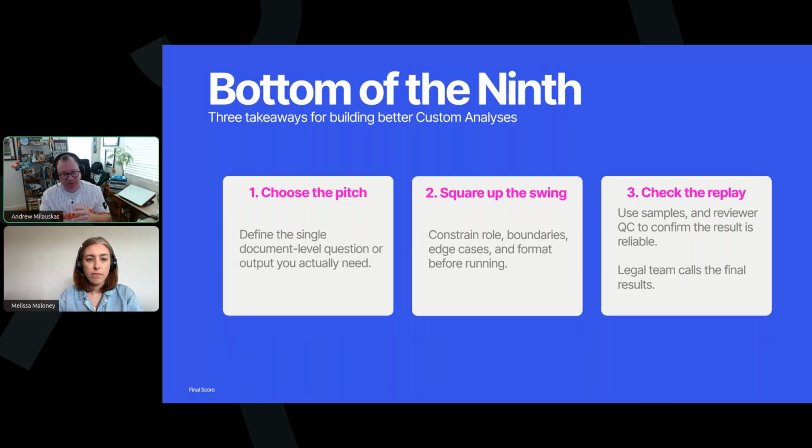So bringing it back to being general manager, we want to make sure that we grab a sample and run it against the sample to confirm the results, noting that the legal team calls the final results. So I guess as the attorney, you are the general manager, you are a player, and you are also the umpire. So you get to play many hats in that regard.